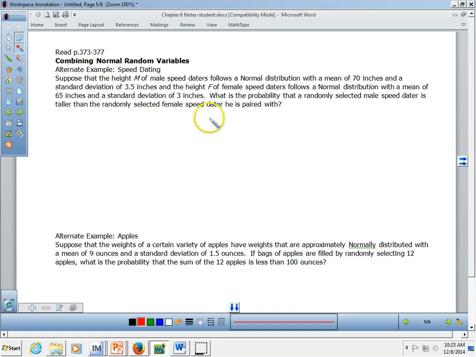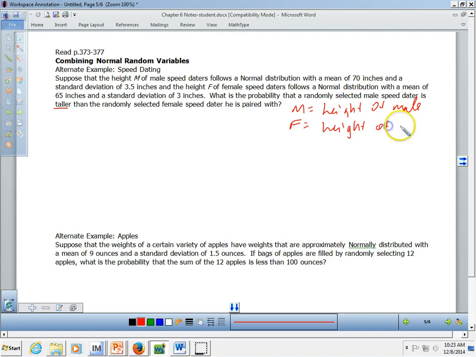So, here's what we want. What's the probability that a randomly selected male speed dater is taller than the randomly selected female speed dater he is paired with? Again, writing this in terms of symbolic notation is going to be helpful. So first of all, m is height of male, right? And f is height of female.